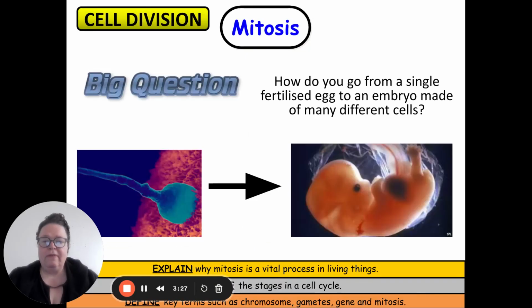So let's move on and have a little look at our big question. So our question is, how do we go from a single fertilized egg? Here we've got an egg and a sperm, and they join together and make one whole cell. How do we go from this one whole cell to many cells? This is the embryo that's growing, and the answer is we do that by mitosis. So one cell splitting into 2, those 2 cells splitting into 4, those 4 cells splitting into 8, and so on. Okay, they keep splitting, one cell becomes 2.